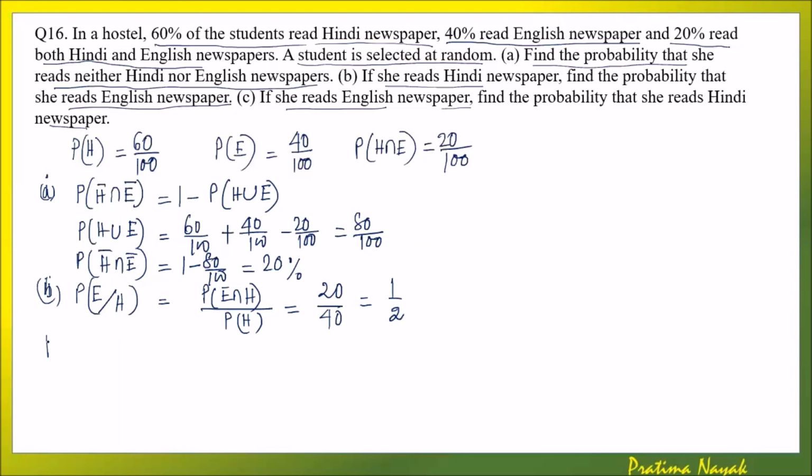Similarly, for C, the question is what is the probability of Hindi given that he reads English? So this is P(E intersection H) by P(E). So how much will it be? 20 upon 60. It will be 1 by 3.